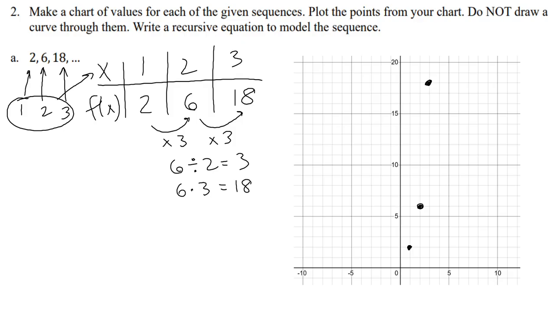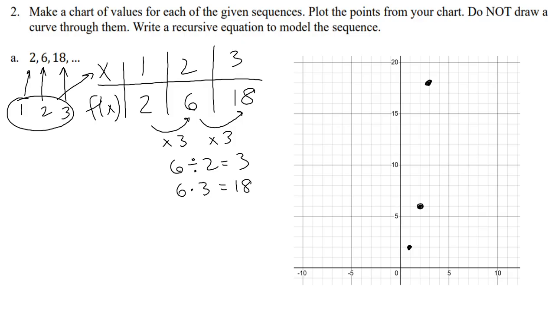When we have just a sequence of numbers, we're not assuming anything in between the numbers, or we're not assuming any extra numbers before the 2. So this is a good enough graph for us. We're not going to connect the points. It's just a series of points.